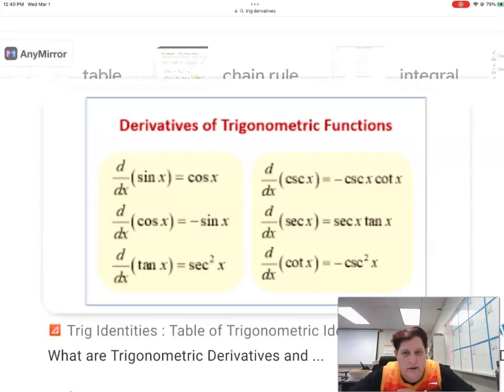Check it out. Here's a really good little graphic on all of our trig derivatives. Derivative of sine is cosine. Screenshot this if you don't know these. Derivative of cosine is negative sine. Derivative of tangent is secant squared. Derivative of cosecant is negative cosecant cotangent. Derivative of secant is secant tangent. And the derivative of cotangent is negative cosecant squared. Now what we're going to do with each of these is integrate them, and they just go backwards. Okay, so let me show you the backwards ones.